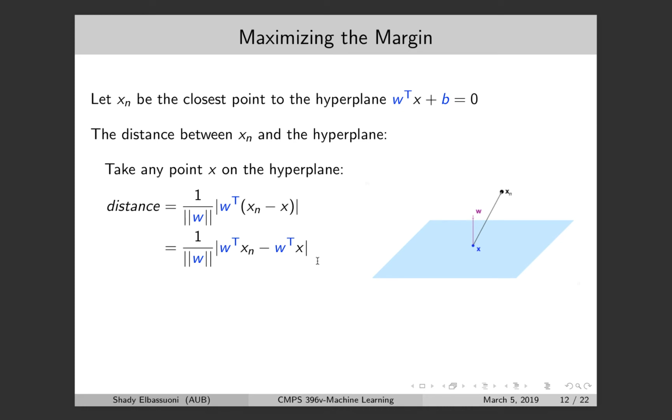We can simplify this formula. So the distance is 1 over norm w, absolute value of w transpose xn minus w transpose x. Add b and subtract b, and now I can do some simplification. I know that w transpose x plus b is equal to 0 because x lies on the hyperplane. I get that the distance is 1 over norm w, absolute value of w transpose xn plus b. So it depends on xn, the vector w, and the value of the scalar b. So that's the distance.